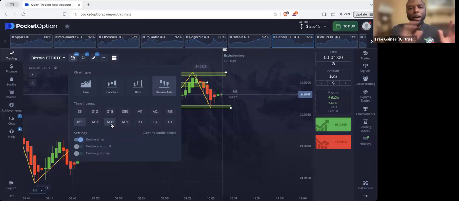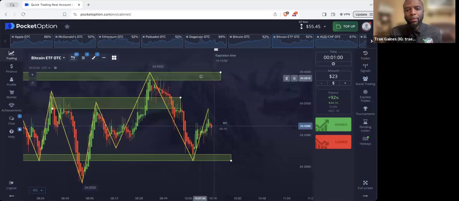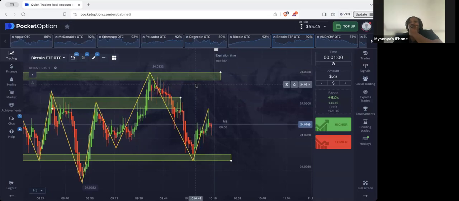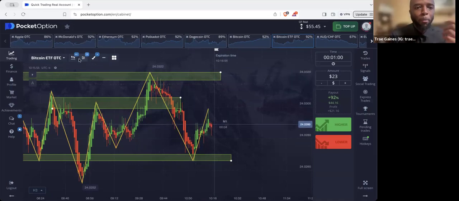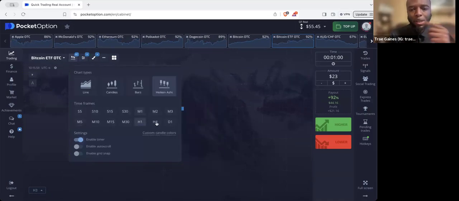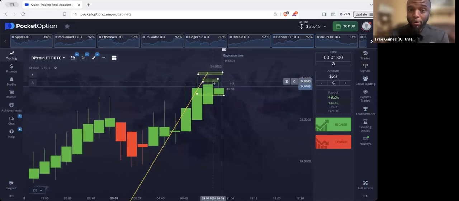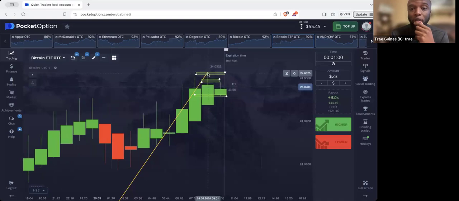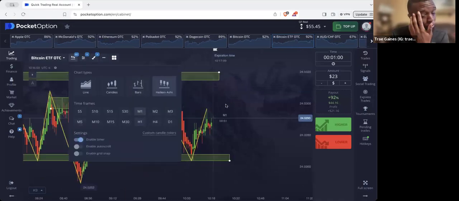For this entry right here, the one we're looking at currently, the resistance that is close to it is way up there, right? So I'm gonna go to the 1 hour, the 15 minutes just to see what's up there. And if you see, the 1 hour is up there too. So I'm like, okay, I know that's a pretty strong area.